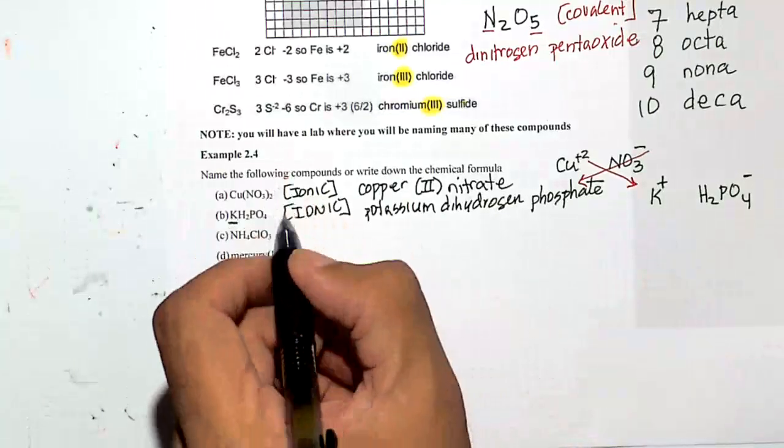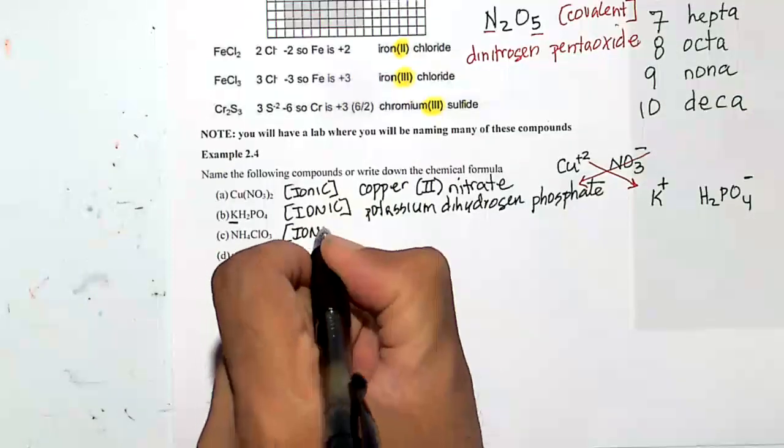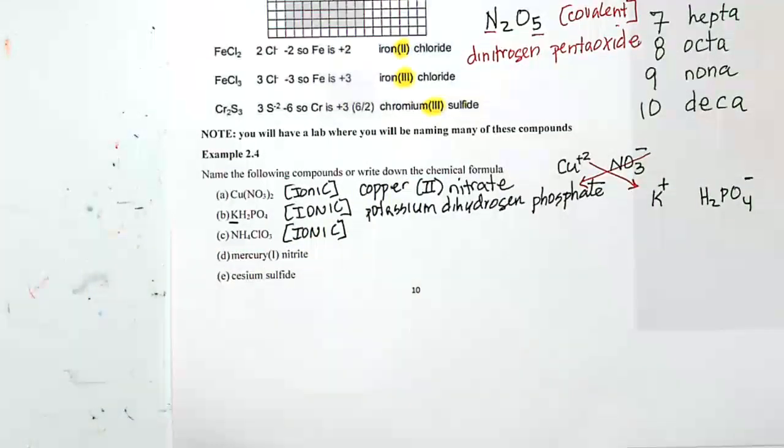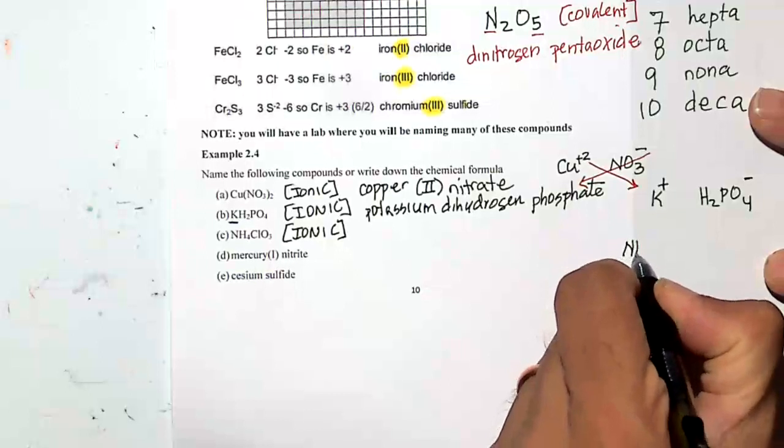NH4ClO3. What do you guys think? Is this ionic or covalent? Okay, this is a tricky one, but you guys are right. Zach, you mentioned ionic? If you did, you're correct. That's ionic. So why is this ionic? What is this made of?